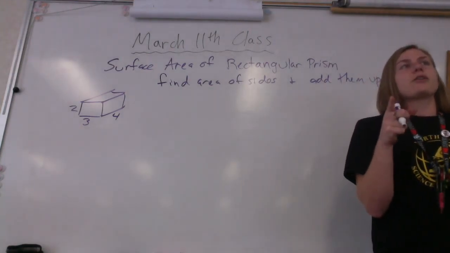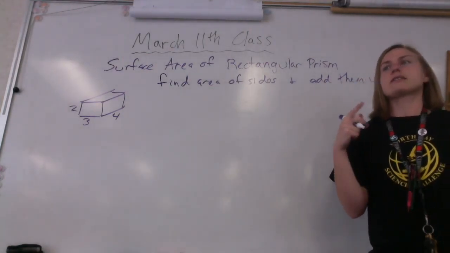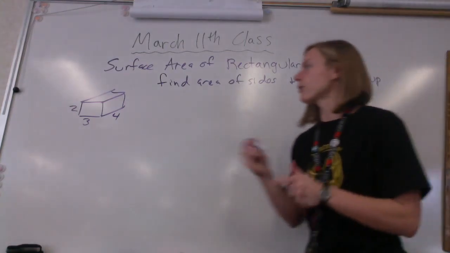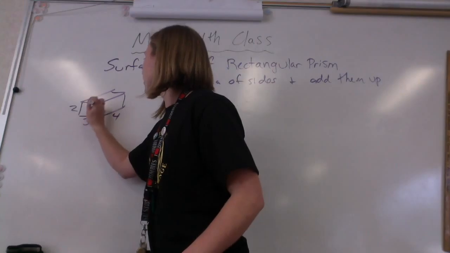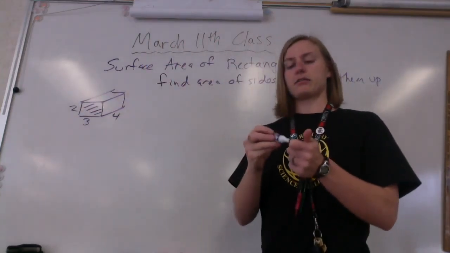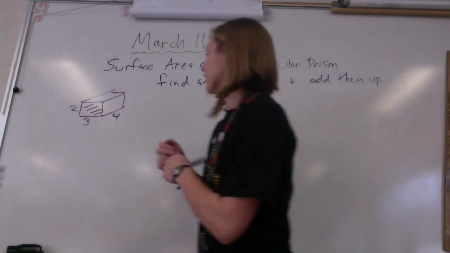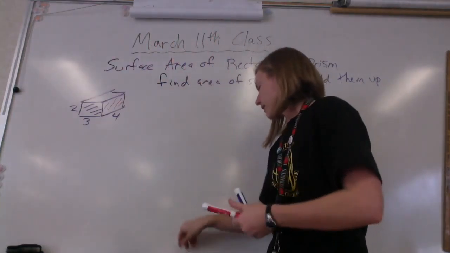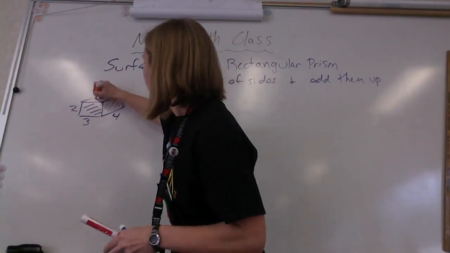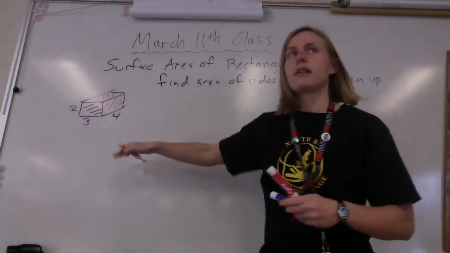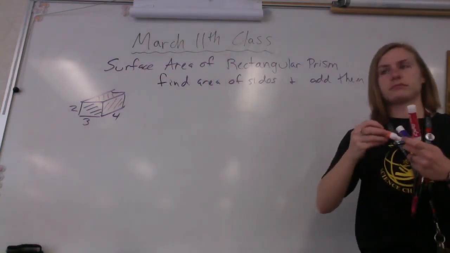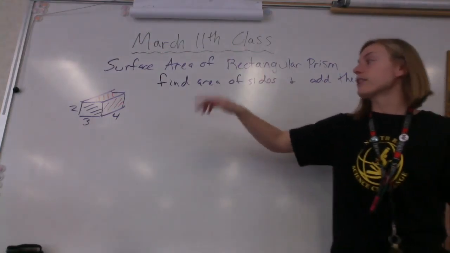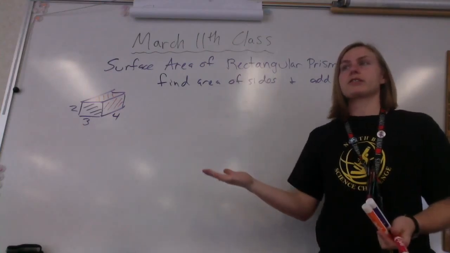Something unique though about rectangular prisms is that all the sides essentially have a pair. This front side has an identical side on the back, and this side over here has an identical side on the other side, and this side over here has an identical side on the other side. So really you only need to find those three and then multiply it all by 2.